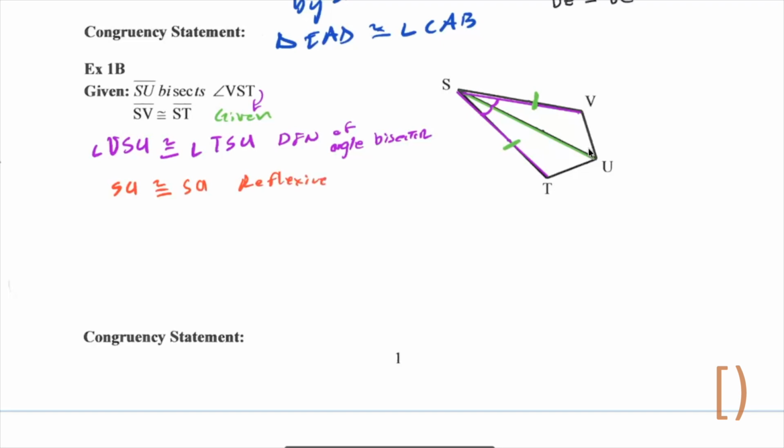So anytime something's congruent to itself, we call that reflexive. So I'm going to mark it off with a double mark here. They both share that middle line, so that's called reflexive. And there we go. Now we have side angle side. So these are congruent by side angle side.